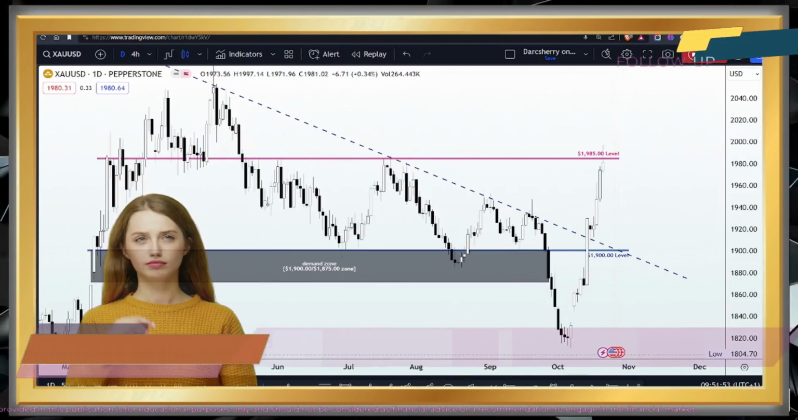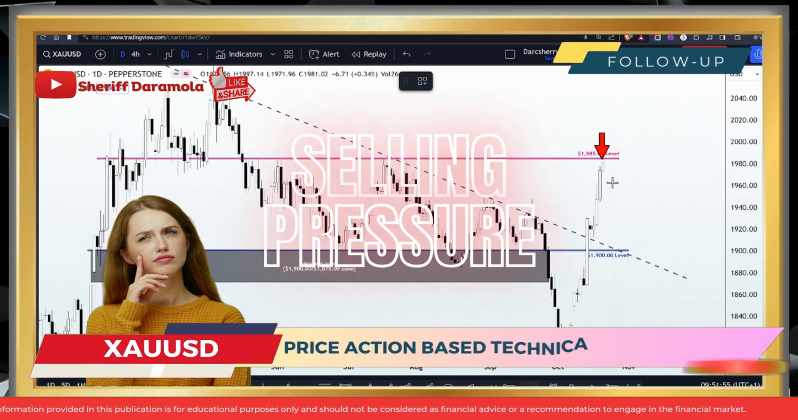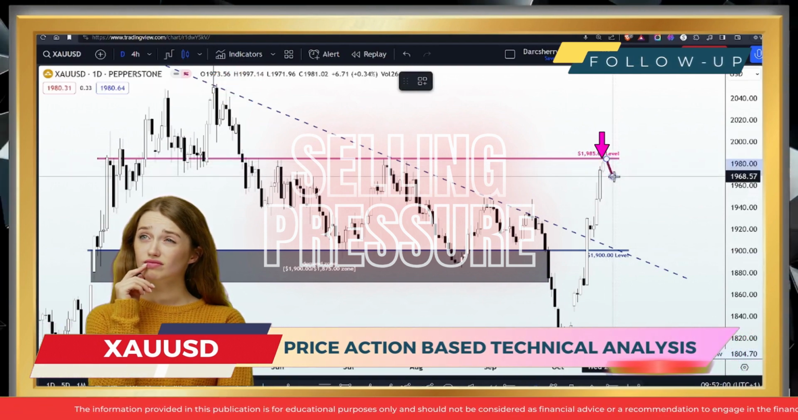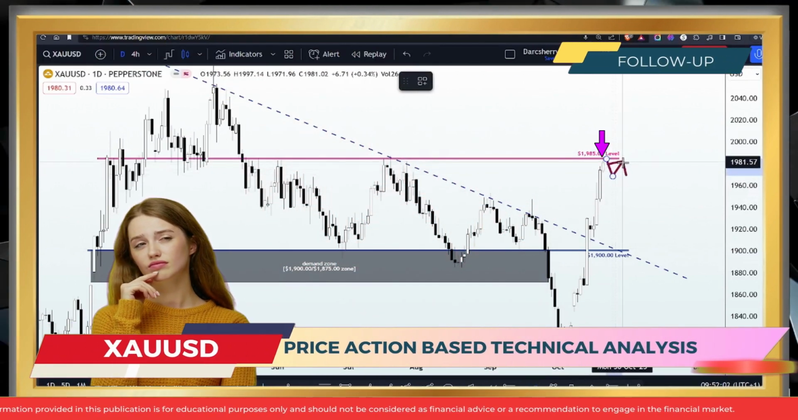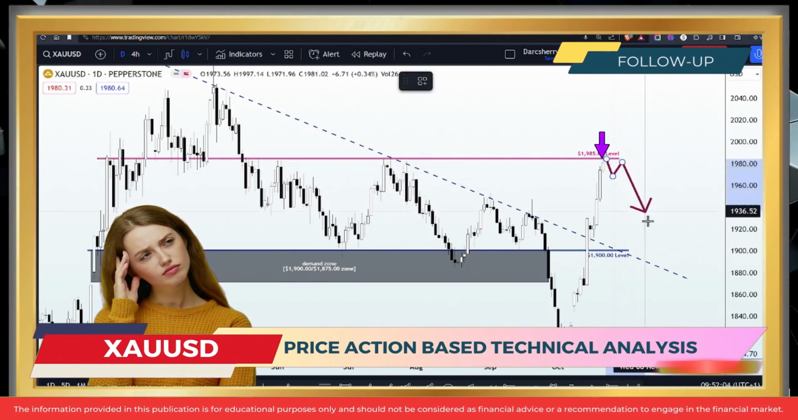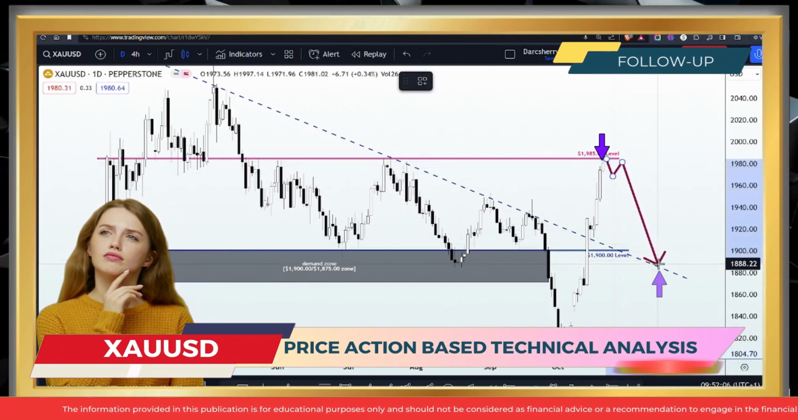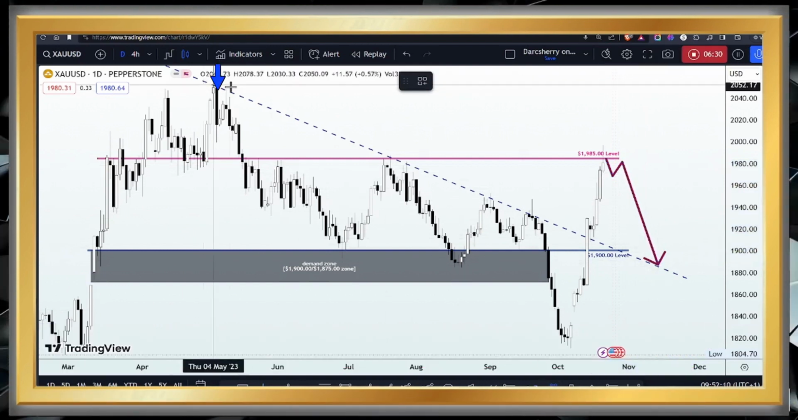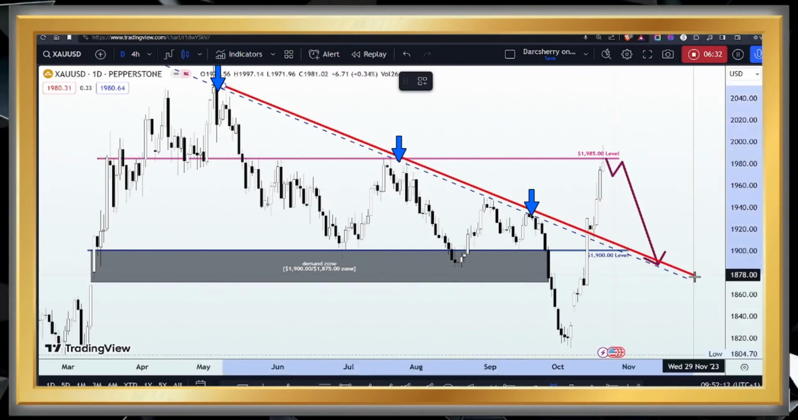Now, going into the new week, if we continue to see selling pressure below the structure, that is, buyers find it difficult to break out of that structure, then we might likely see price action retrace back into that demand zone, which interestingly lines up with that descending trend line we spotted here.